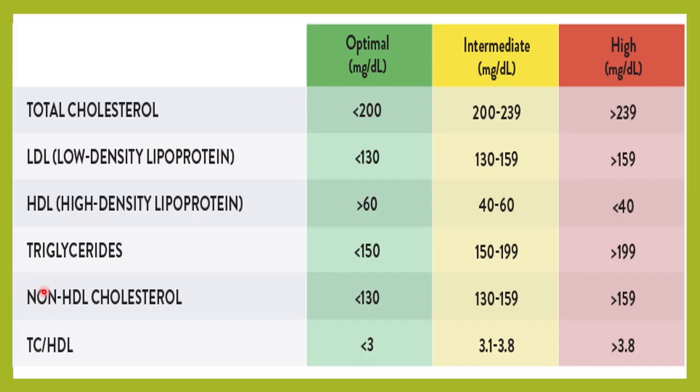When we see the HDL cholesterol, we expect that it is more than 50 in females and at least more than 40 in men. If it is more than 60, it is optimal levels of HDL in the body. If it is between 40 to 60 milligram per deciliter, it is intermediate, and if it is less than 40 milligram per deciliter, HDL levels are low.